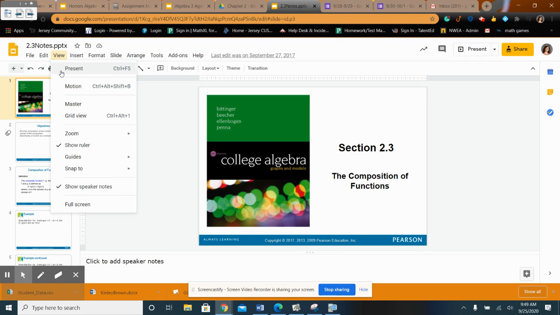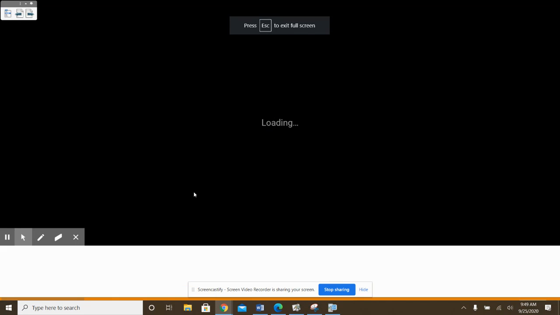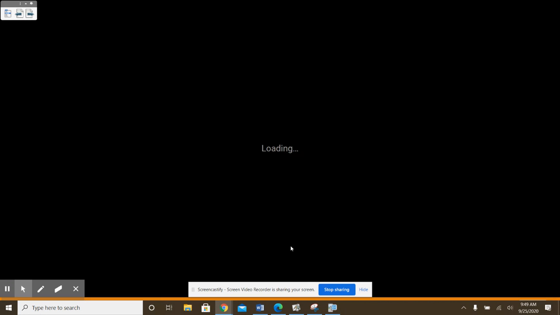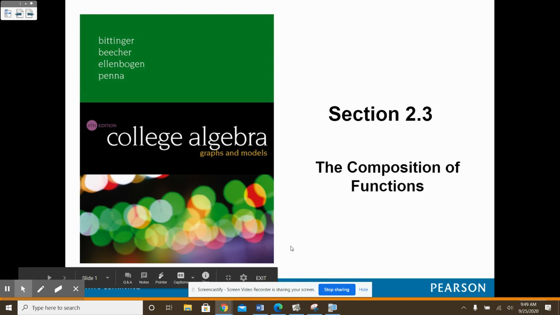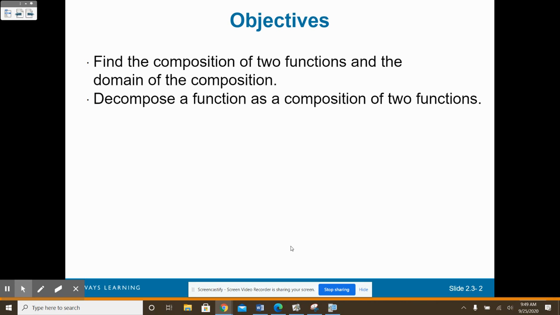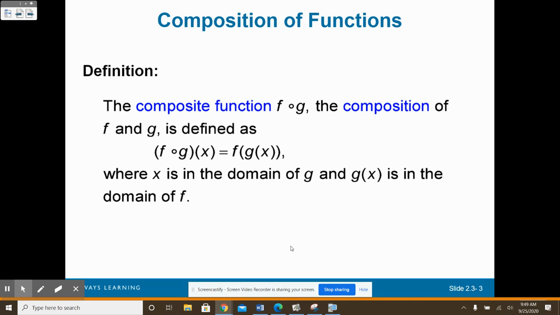Hi guys, this is your last note section before your quiz, and it's not too long, so I think you'll be okay with it. It is on composition of functions, and all of us should have done some composition last year in Algebra 2, so this should be mostly review for you. We're going to find the composition of two functions, and the new thing is decomposing, but I don't think you'll think that's too hard.